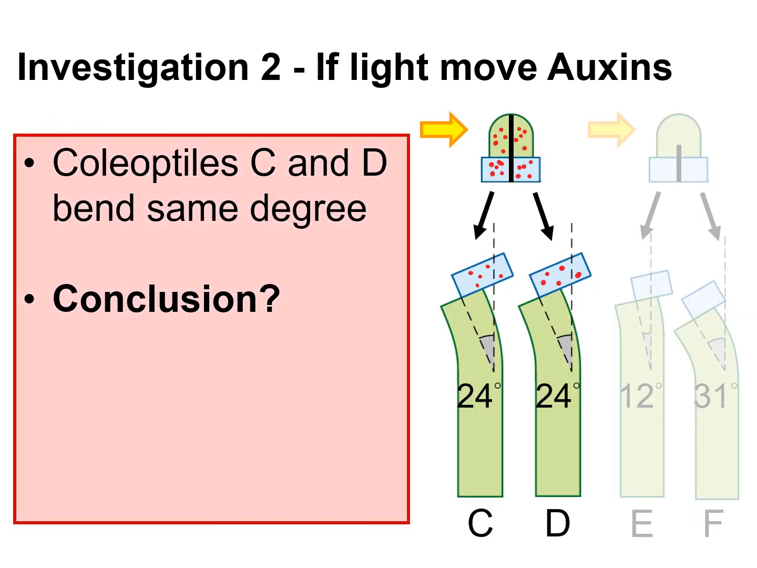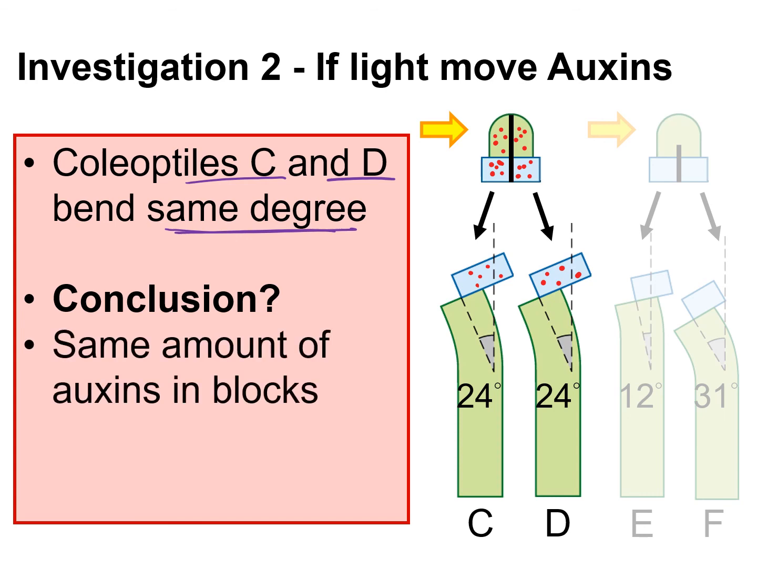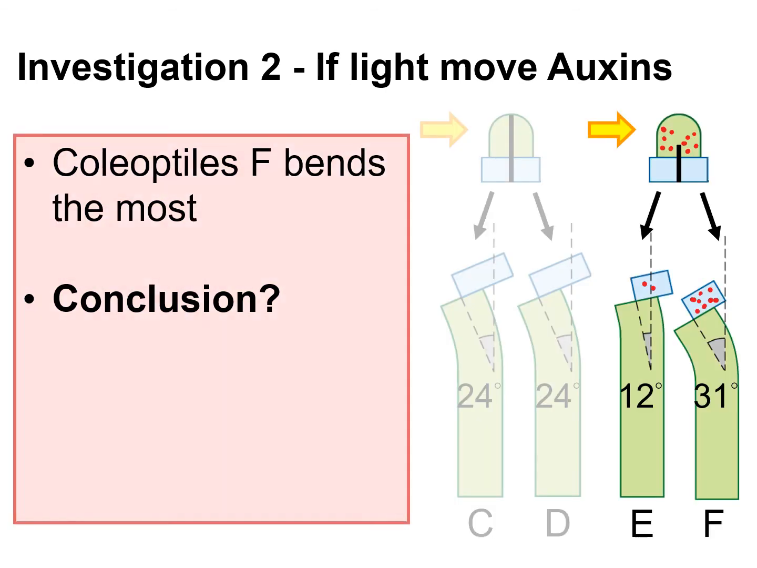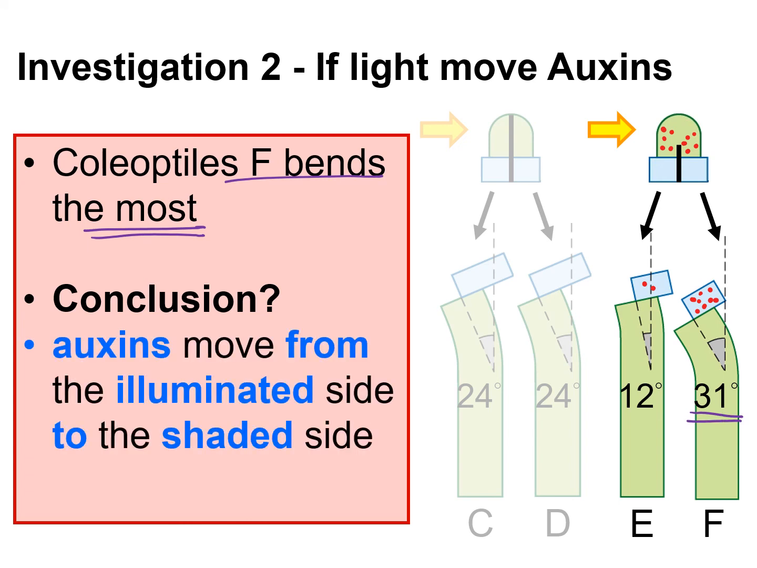When you just compare coleoptile C and D, they bend for the same degree. So therefore, they have the same amount of auxins in the block. Coleoptile F bent the most. It has the greatest bending degree, 31 degrees. So the conclusion is, auxin will move from the bright side to the shaded side.